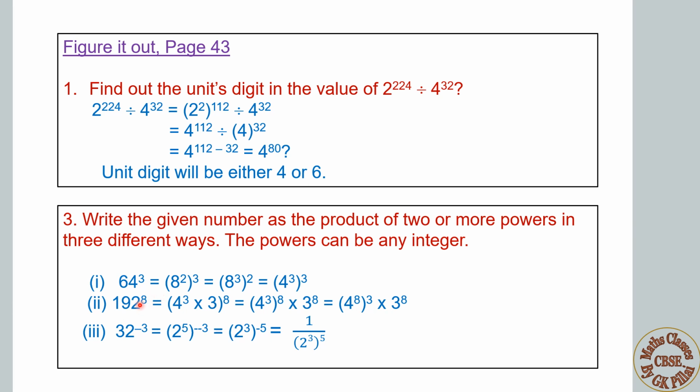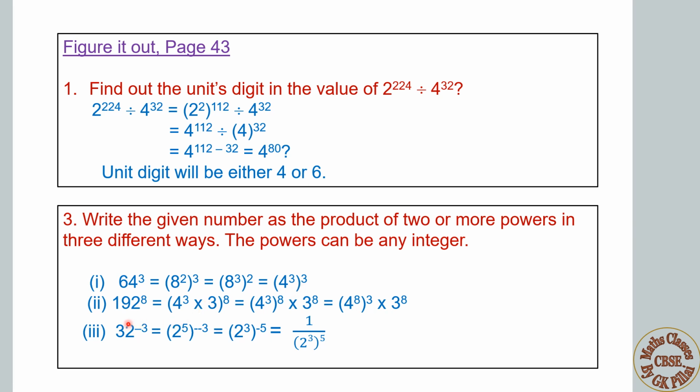64 to the power of 3 can be written as 8 squared raised to the power of 3, because 64 can be written as 8 squared. Now 3 inside and 2 can be outside. And the next one, 64 can be written as 4 raised to the power of 3, and this 3 will remain outside: 4 to the power of 3, whole power 3.